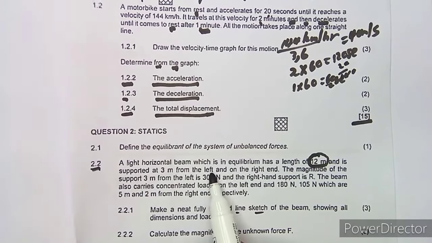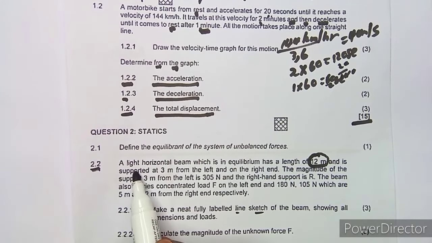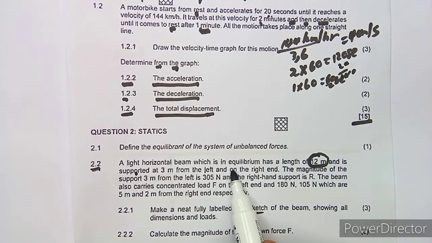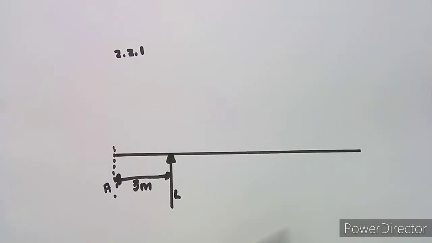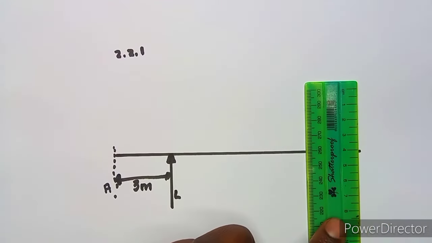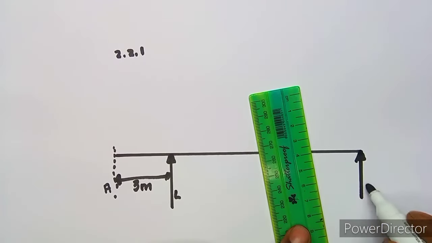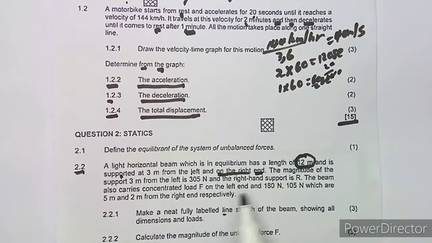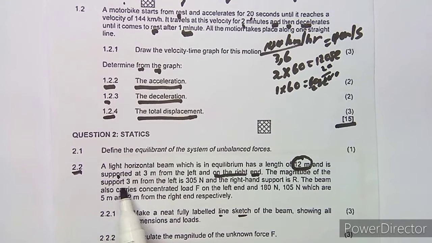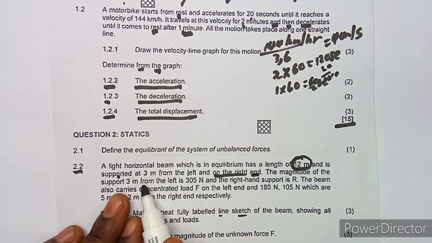3 meters from the left, and on the right end, it is supported from the left and also supported on the right end. So this is your right end, and there's a support there. You can just call this R. Then let's move on: the magnitude of the support 3 meters from the left.